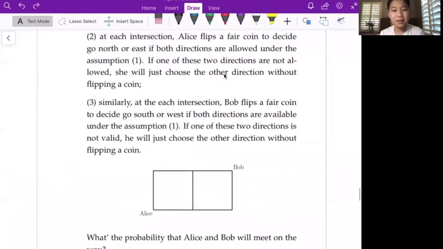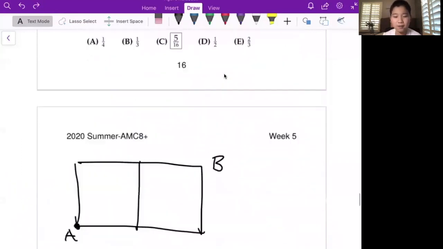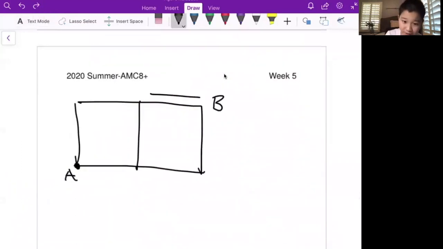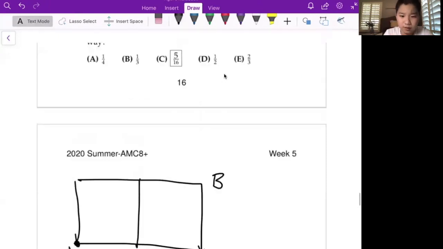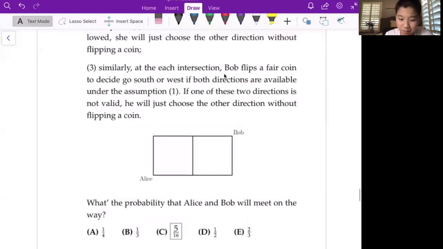And then the same thing for Bob, except he goes south or west, the opposite directions, in these directions. And he flips a coin whenever he has to flip a coin to decide. And whenever he can't decide, he'll just go the only direction he can go. So it says, what's the probability that Alice and Bob meet on the way?